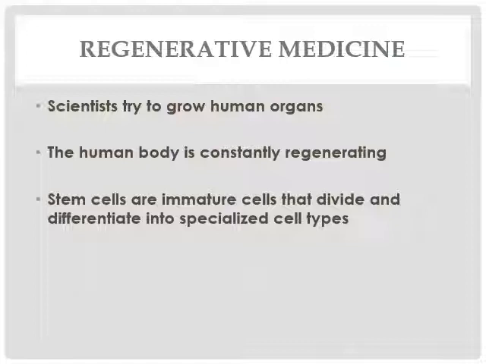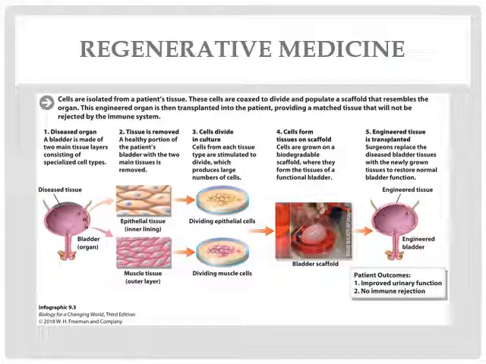We can grab stem cells that come from some other part of the body, or possibly from placenta or something like that. And we can have that differentiate into, say, a kidney cell, if that's what we're needing. So this is how scientists are using it to grow other organs. What they'll do is isolate cells from a patient's tissues, and then they coax them to divide and populate a scaffold that resembles the organ that we're looking for.